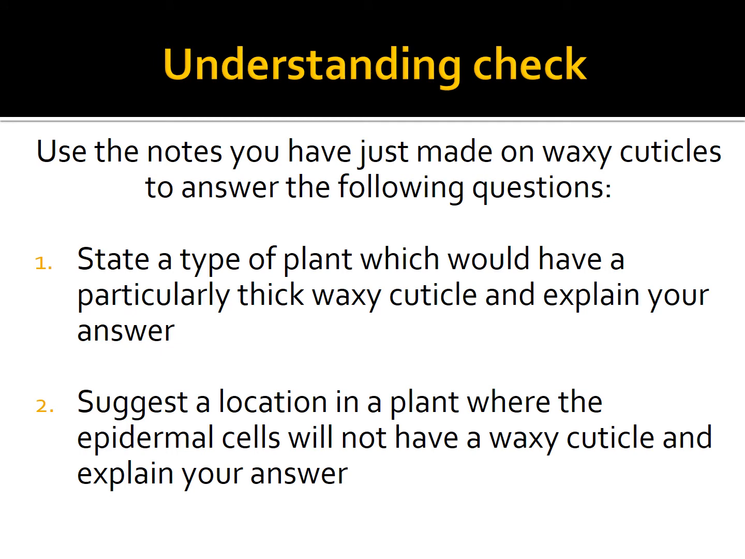See if you can answer these questions based on what you've just written. Type of plant you would expect to have a thick waxy cuticle, and explain your answer. Think of a plant that has thick leaves. Evergreen trees or deciduous trees such as ivy, holly, they have really thick cuticles and that reduces water loss. Suggest a location on a plant where the epidermal cells will not have a waxy cuticle and explain your answer. I think probably the roots because there's no leaves there.